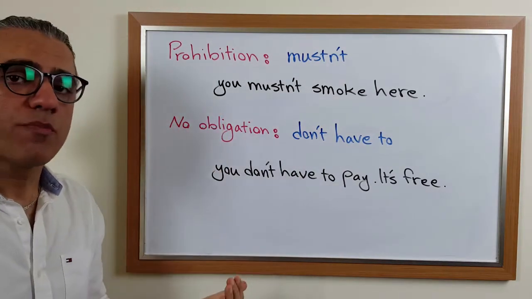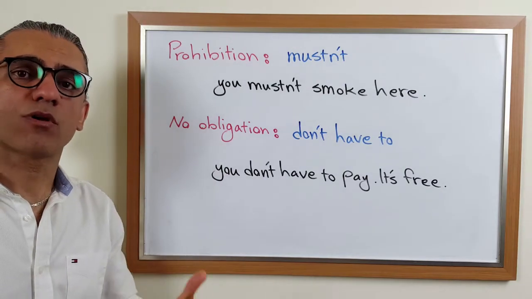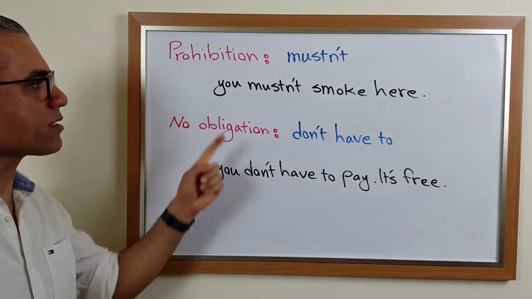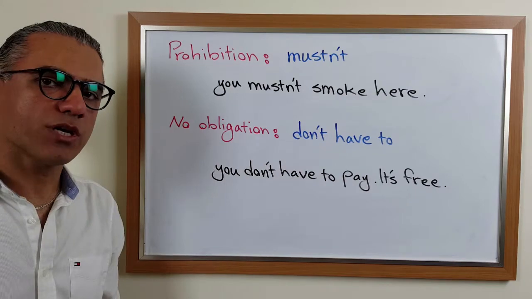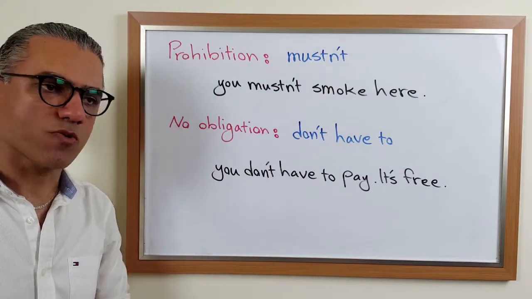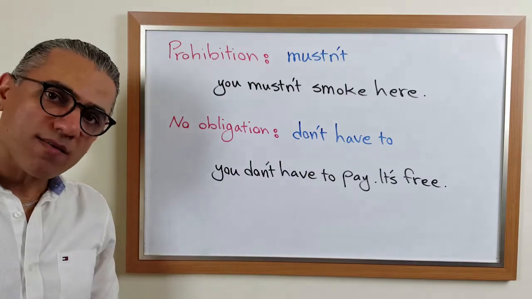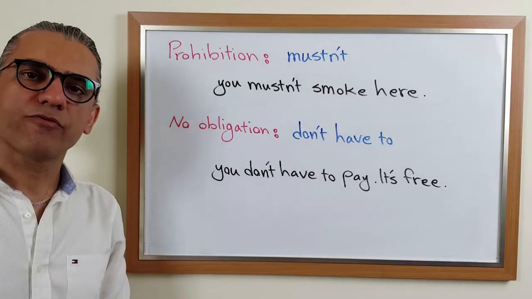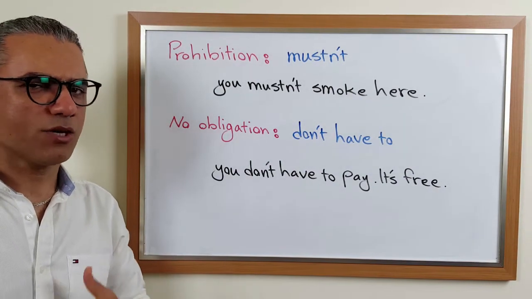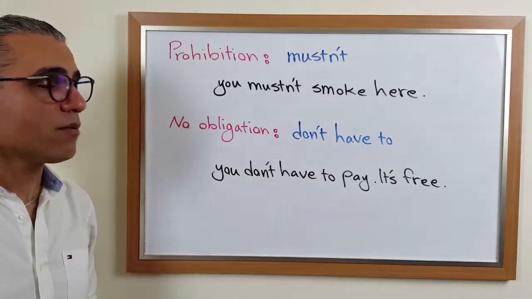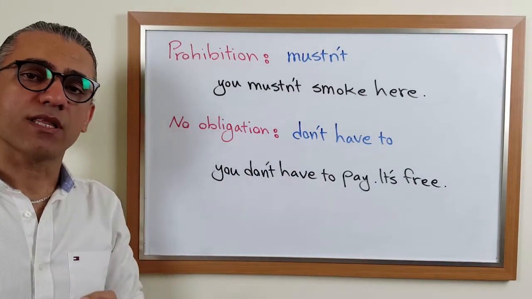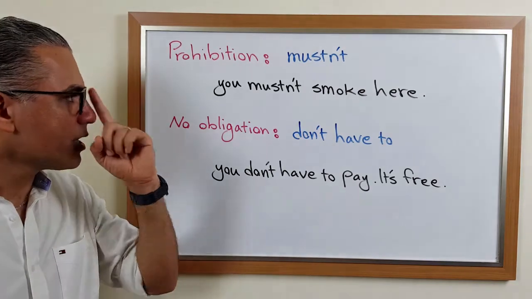Okay, next function is mustn't, the negative form of must. We use it for prohibition. It means when something is forbidden or prohibited, we use mustn't. When we say you mustn't smoke here, it means it is illegal to smoke here. But I said that must and have to in their positive forms are almost, they mean almost the same. But when you make them negative, they mean completely different.